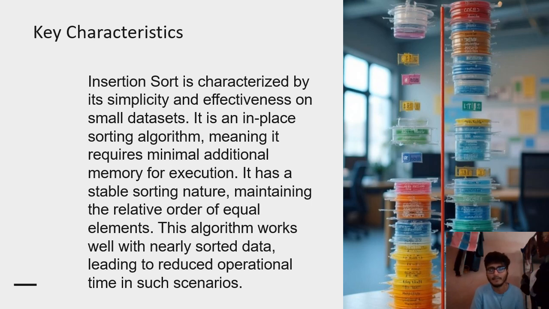Second, it's a stable algorithm. That's important in cases where elements might be equal but we want to preserve their original order, like when sorting names alphabetically while keeping them grouped by company.